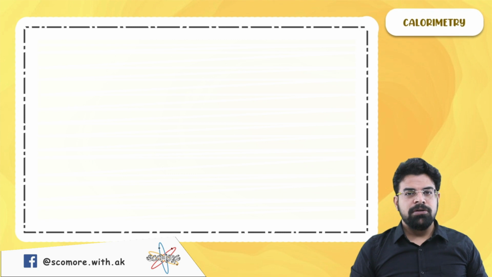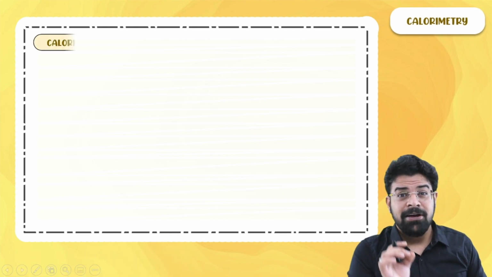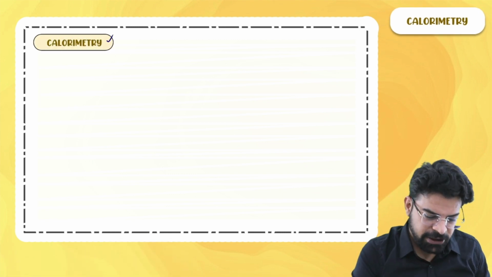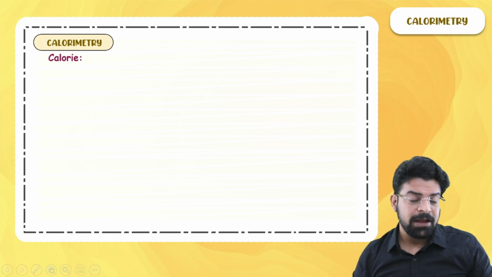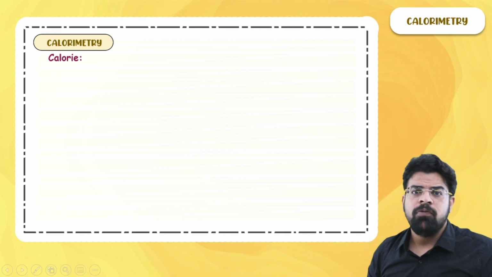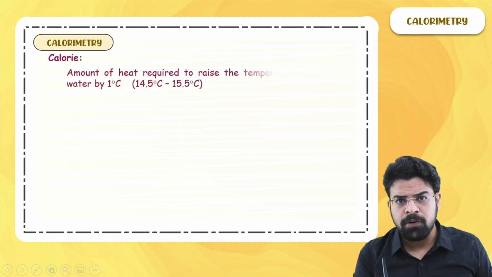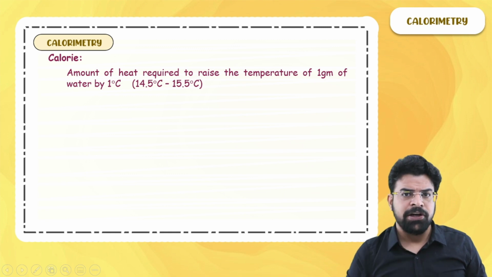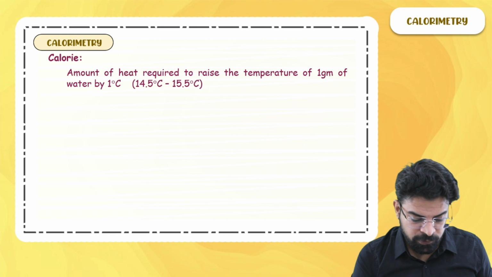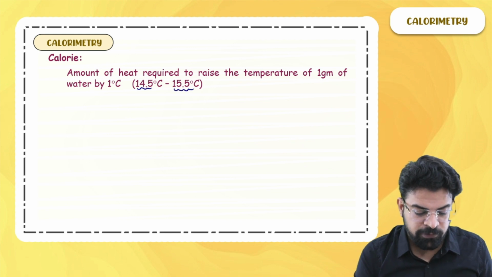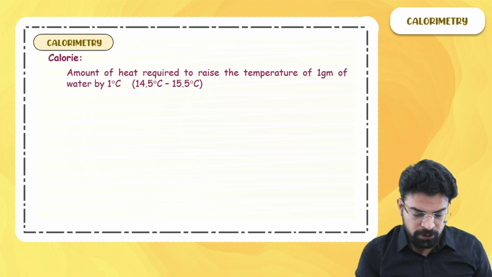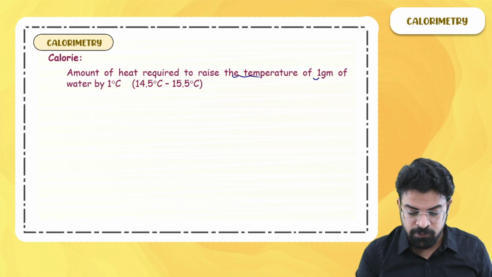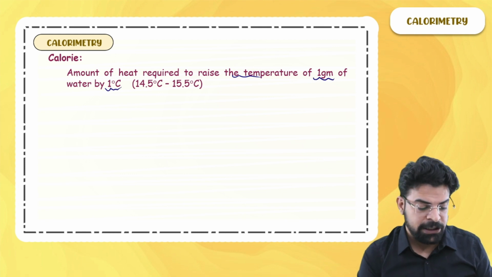So first of all, calorimetry. We need to understand the definition of 1 calorie. What is exactly 1 calorie? 1 calorie is the amount of heat required to raise the temperature of 1 gram of water by 1 degree centigrade, specifically from 14.5 to 15.5 degree centigrade. So amount of heat required to raise the temperature of 1 gram of water by 1 degree centigrade.